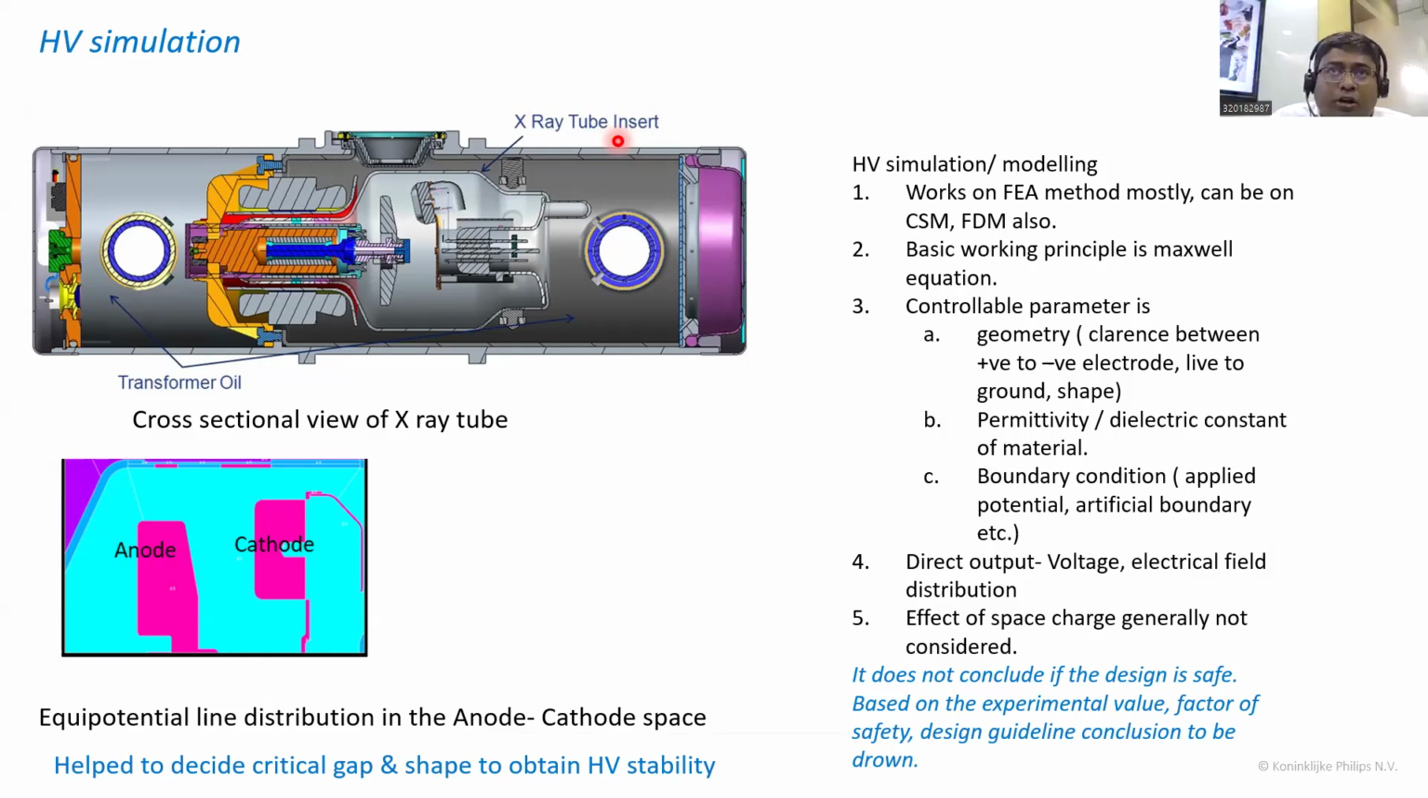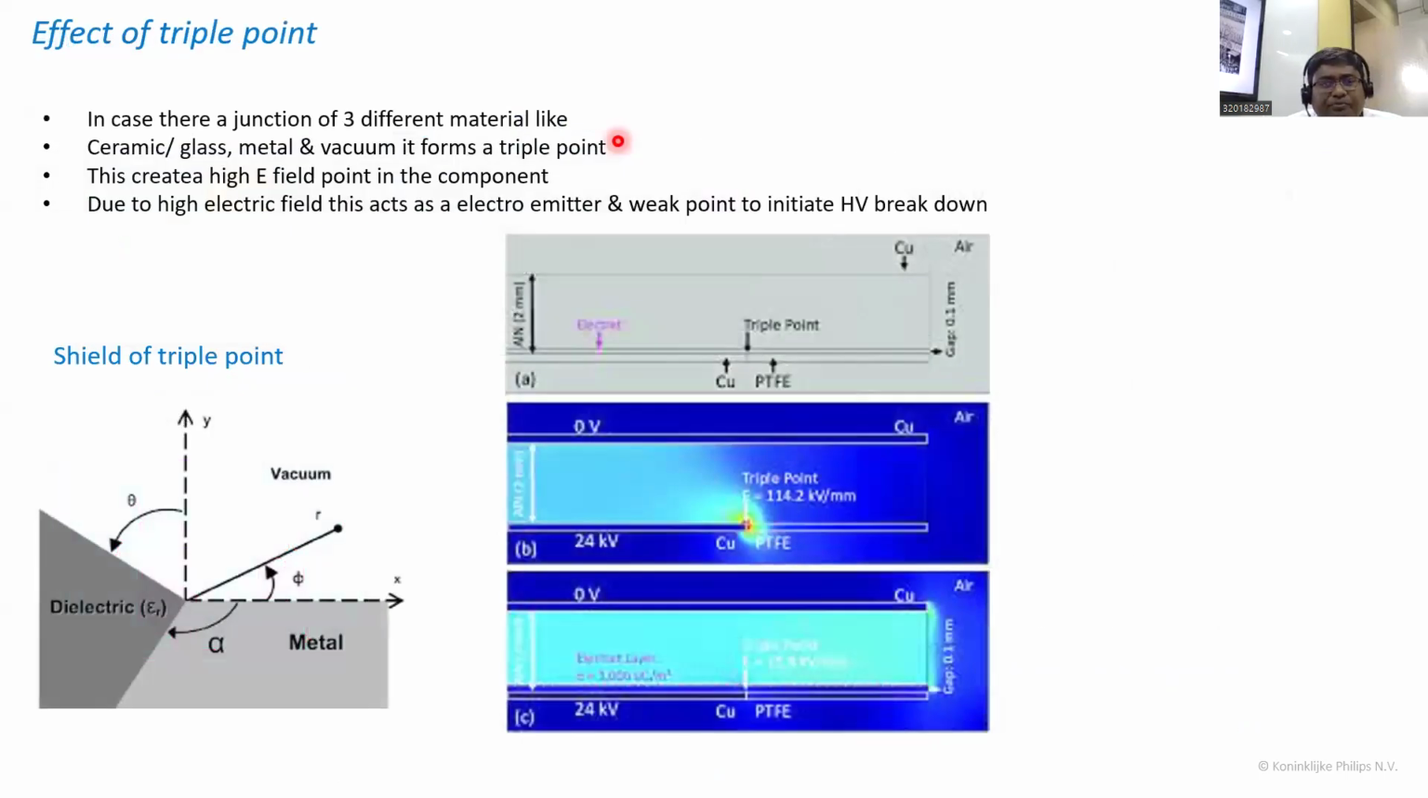Generally, all major X-ray tubes use a rotating anode. Only a few applications, like dental, which is a small power X-ray, use a static anode. Thank you. Going to the next slides.